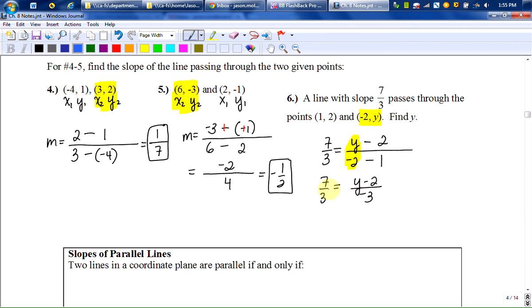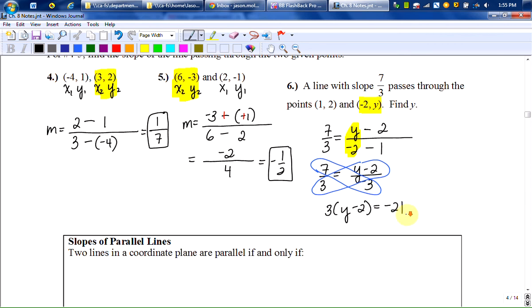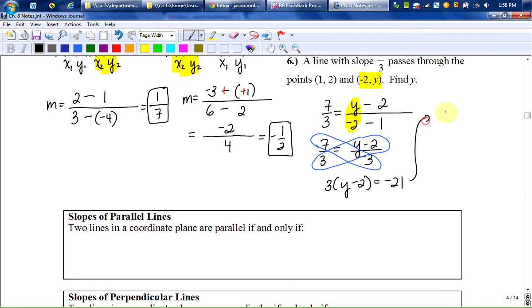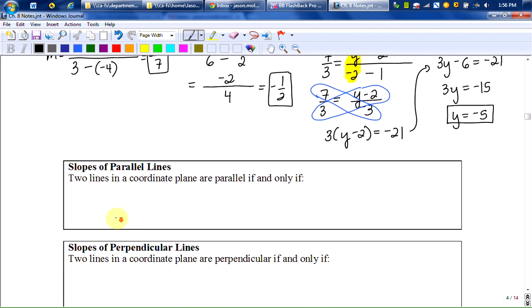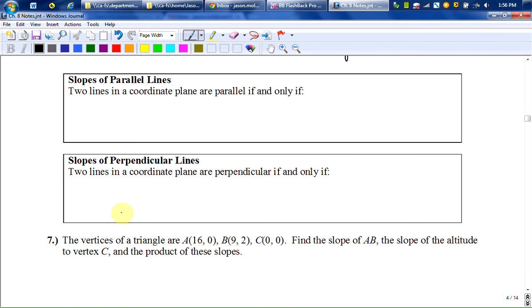And then from here, like we did with similar triangles, I'm going to cross multiply and solve my proportion. 3 times the quantity (y minus 2) equals -21. Negative answers are perfectly okay, as long as they're not distances or sides of a triangle. And I could easily go back with most of the stuff in this chapter and plug in my answers and check my work and be really confident that my answers are correct.